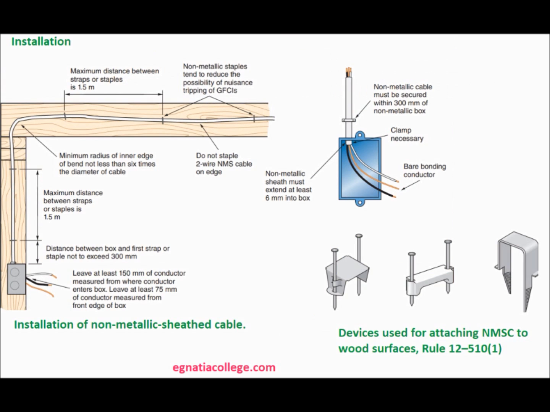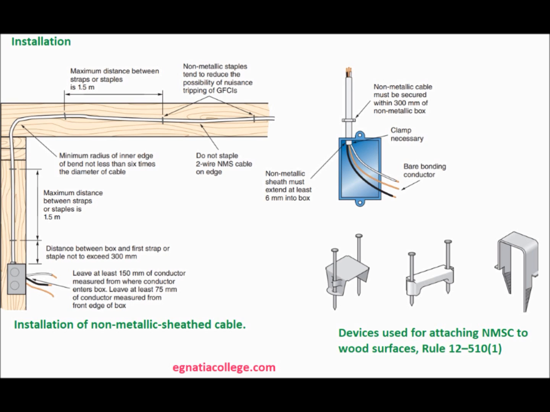Non-metallic sheathed cable is the least expensive of the wiring methods. It is relatively light in weight and easy to install. It is widely used for dwelling unit installations on circuits of 300 volts or less. The installation of all types of non-metallic sheathed cable must conform to the requirements of Rules 12-500 through 526.